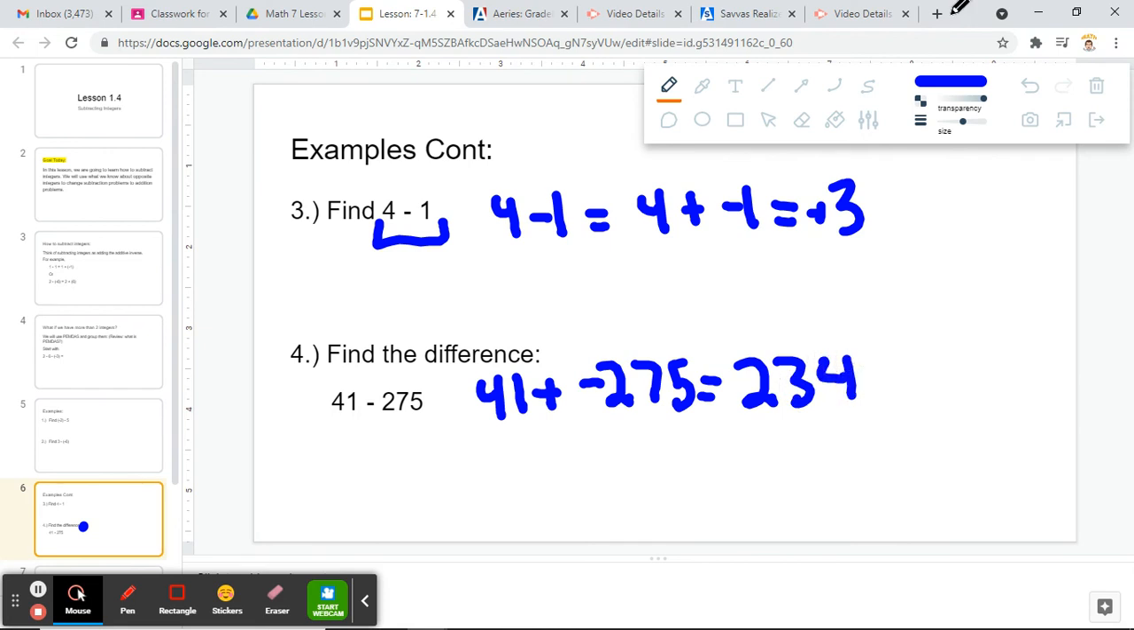Now, should that be a positive 234 or a negative 234? Well, to find out, we got to look at our absolute values here, right? We have a negative 275 and a positive 41. Which one do you guys think is larger? To me, it's pretty clear that 275 is larger, right? So that means that this should be a negative because 275 was our negative value.